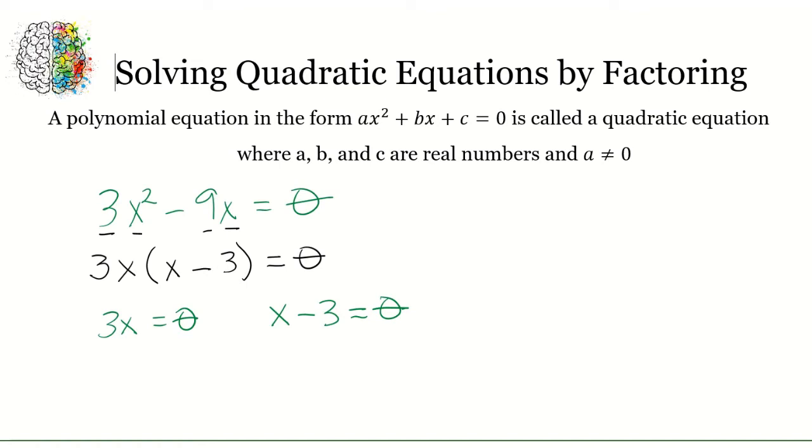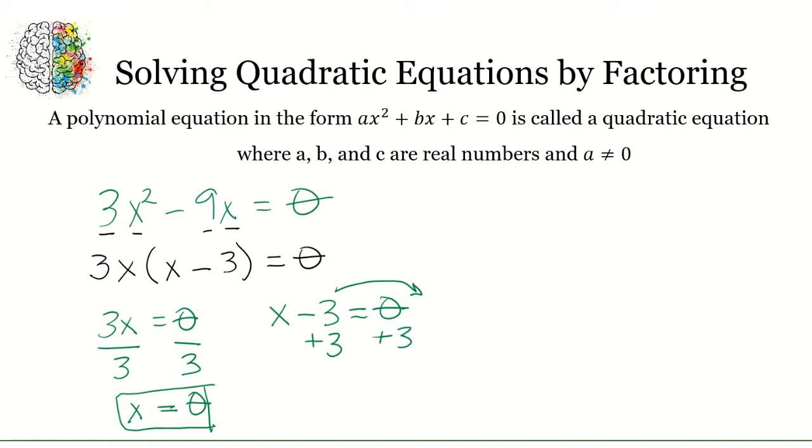So I've got 3x equals 0, divide by 3 on both sides. That's going to give me x equals 0 as one of my solutions. For my other one, I want to move my 3 over to the other side. I do that by doing the opposite function, adding 3 to both sides. Those are going to cancel out to make 0. So that's going to give me x plus 0 equals 3, which gives me x equals 3.